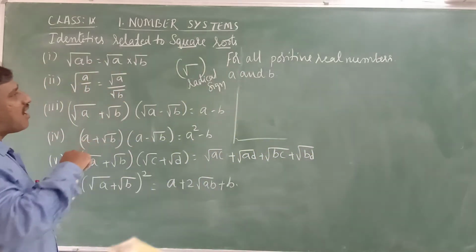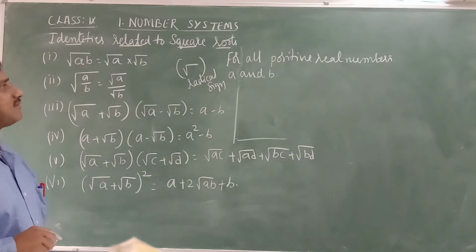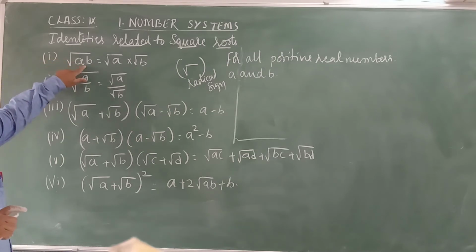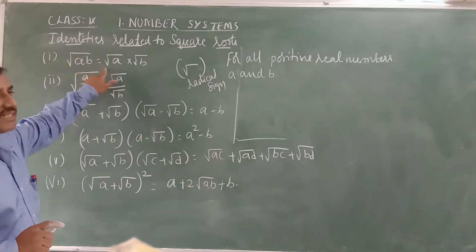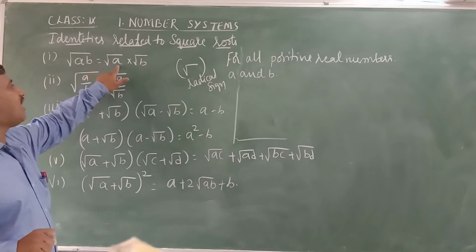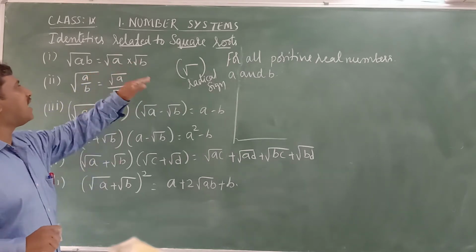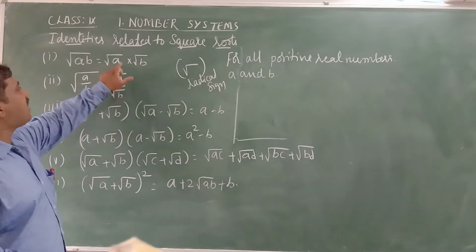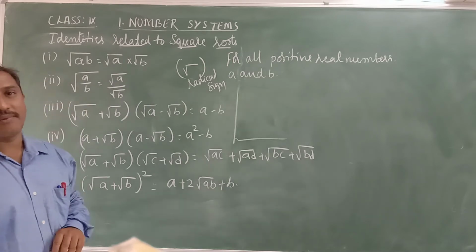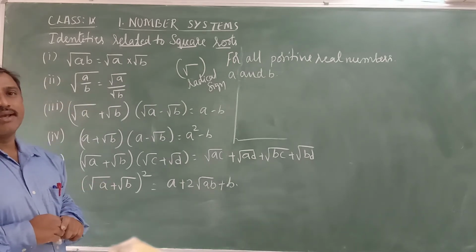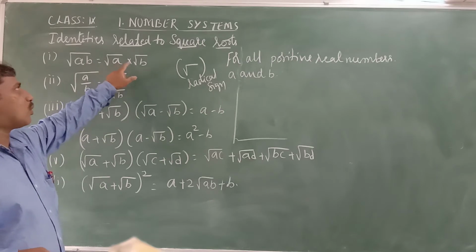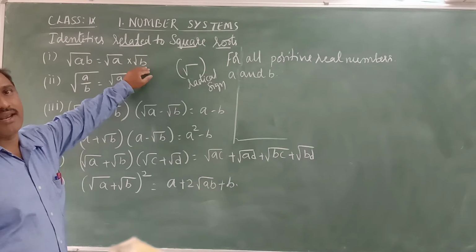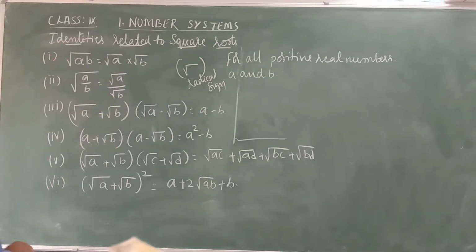Let a and b be two positive real numbers. For all positive real numbers a and b, square root of a into b is equal to square root of a into square root of b. Simply, root a into root b is equal to root ab. Root a into root b is equal to root of a into b. We can apply it from LHS to RHS, and RHS to LHS also.